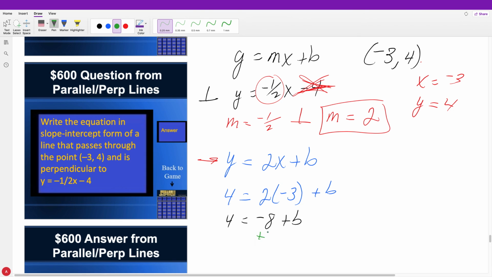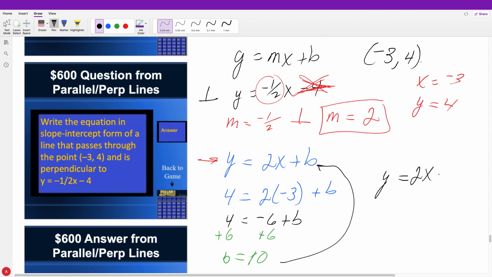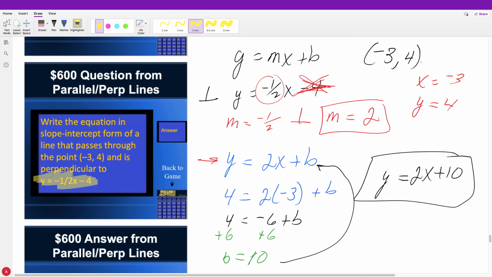I'm sorry, not negative 8. I don't know what I was thinking there. Negative 6 plus b. And then we'll add the 6 over to both sides, and we get b is equal to 10. Now that we have that, we plug this back into our equation for b, and we get y is equal to 2x plus 10. And that will be the final answer. This line, this black line, will be perpendicular to this given equation, and it passes through the point negative 3, 4. All right, that is it for this video.